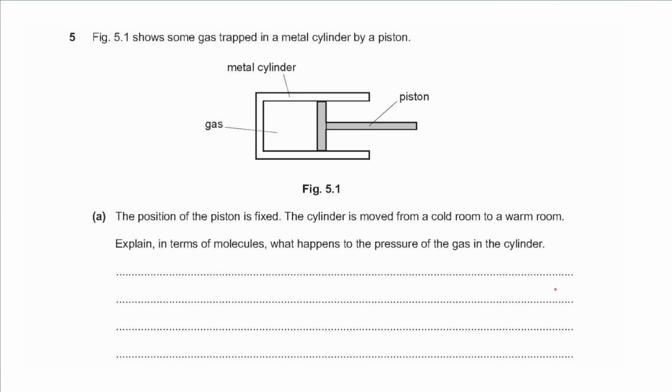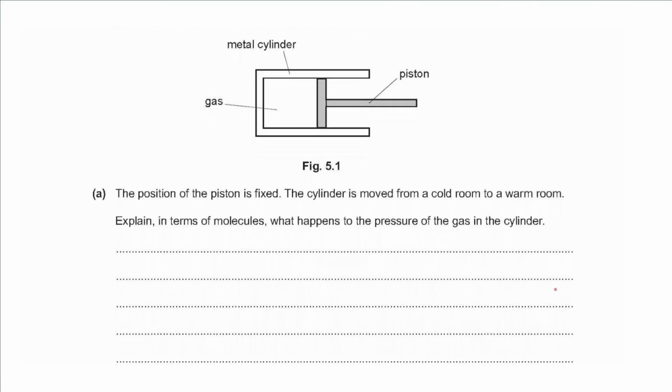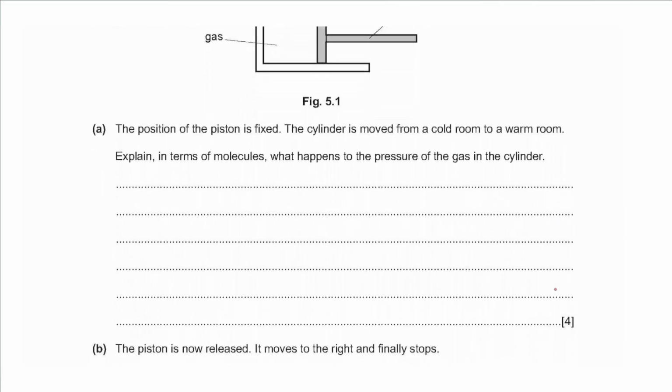Question 5 says figure 5.1 shows some gas trapped in a metal cylinder by a piston. A says the position of the piston is fixed and the cylinder is moved from a cold room to a warm room so the temperature increases. Explain in terms of molecules what happens to the pressure of the gas in the cylinder.